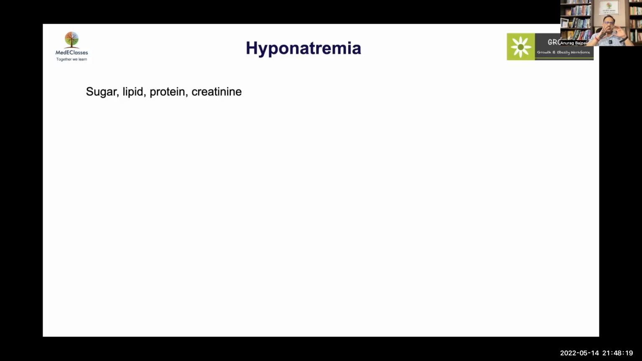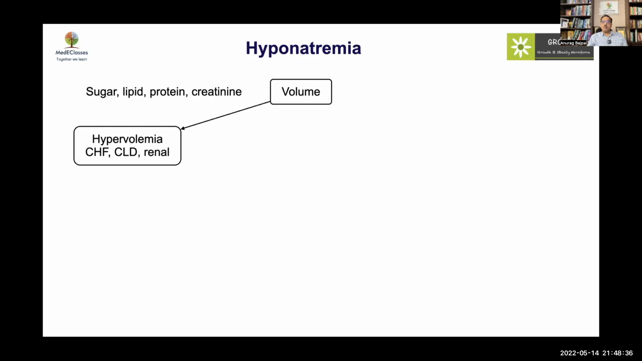So now whatever we have talked about, we'll summarize into 2 slides about approach. The initial approach is to do basic things, exclude pseudo-hyponatremia, hyperglycemia, hyperlipidemia, hyperproteinemia, and renal failure. If all that is normal, look at volume status. If the volume status is more, we are dealing with third space loss, cardiac failure, liver disease, renal failure.